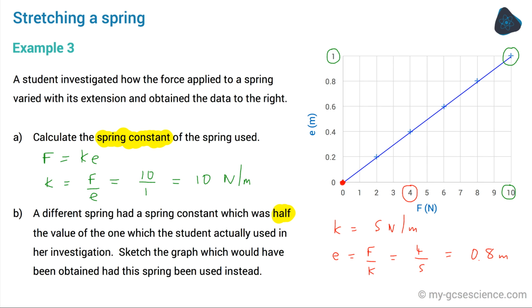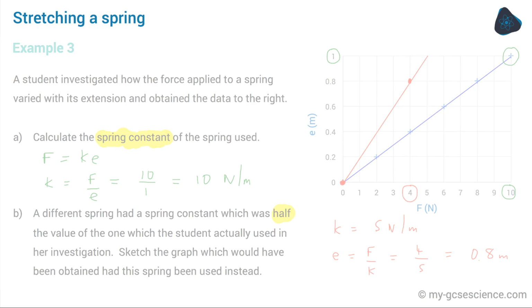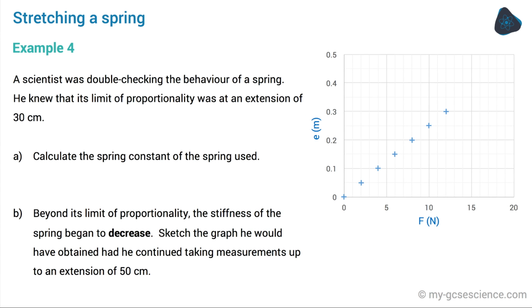What we do then is we plot our point on the graph for 0.8, and then we draw a line between these 2 points for our sketch graph, another full marker in the bag. Have a look at this example next.